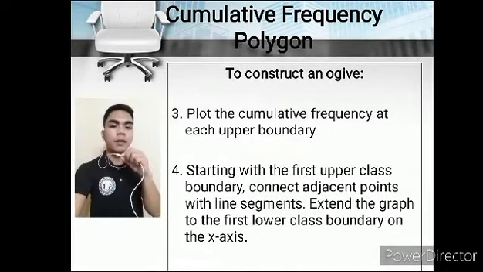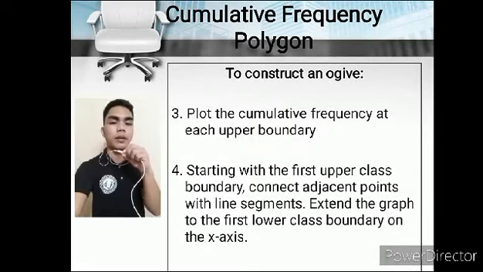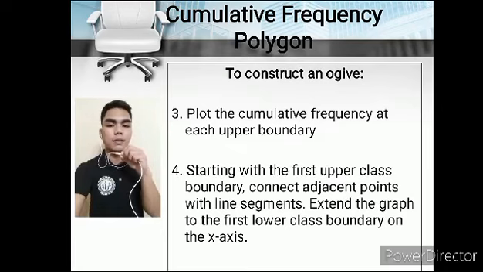The third step is to plot the cumulative frequency at each upper boundary. The last and the fourth step, starting with the first upper class boundary, connect adjacent points with line segments. Extend the graph to the first lower class boundary on the x-axis.